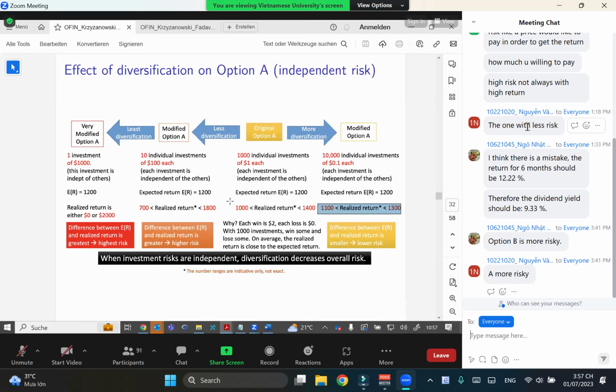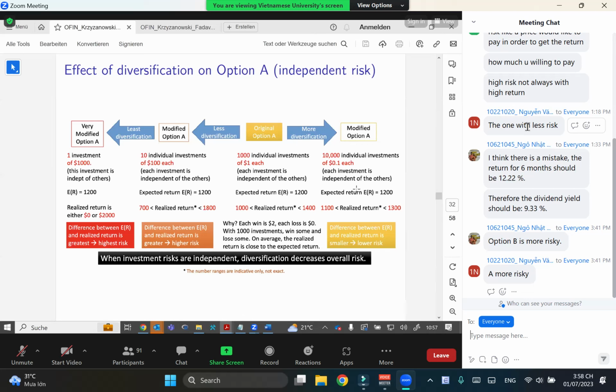Now we can see that our range of realized returns would narrow further, so we wouldn't be any longer between 1,000 and 1,400, but between only $1,100 and $1,300. That would be the range in which, to a certain confidence level, we could expect the values to be, right? Importantly, it's not excluded theoretically that you would win all of the 10,000 bets, which is why this is like a confidence level. Theoretically, it would be possible that you win all of these 10,000, and you would then get a realized return of 2,000, but it's very unlikely.